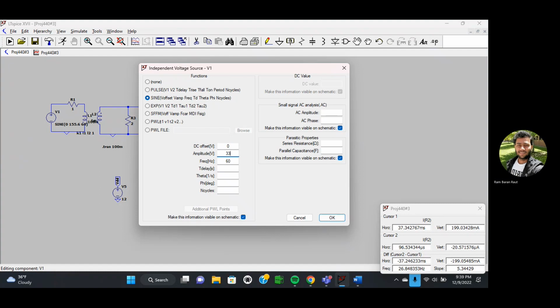300. Let me calculate one more time. It's 240 times the square root of 2, which is almost 339.4 for 1. And let's try with 60 hertz.